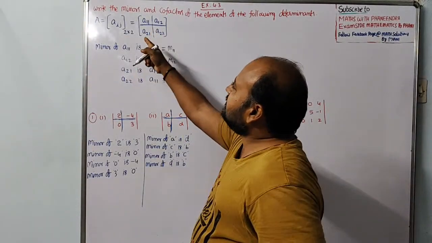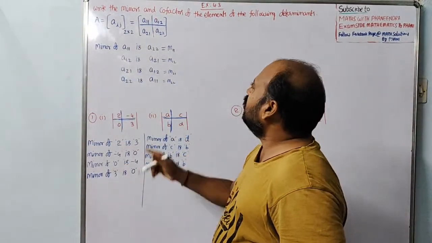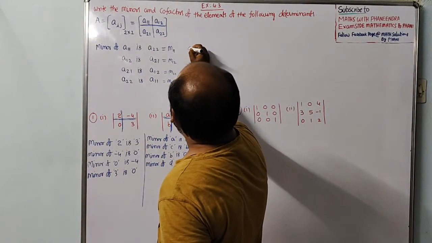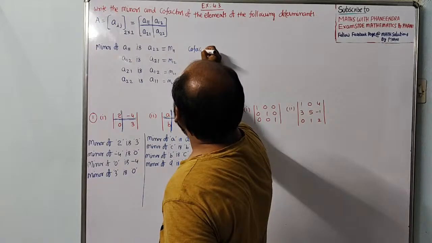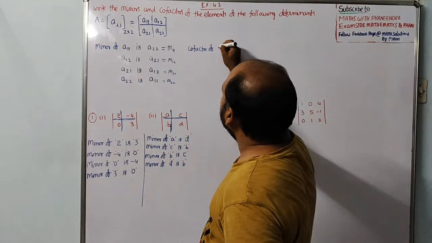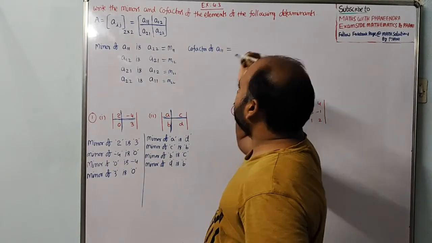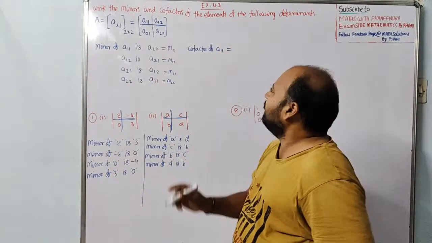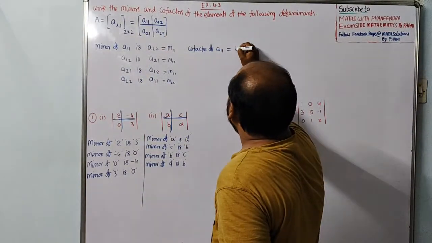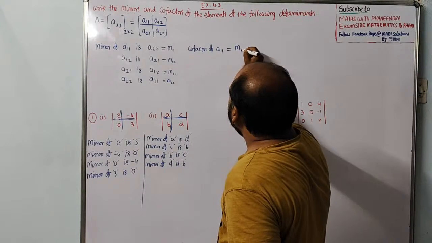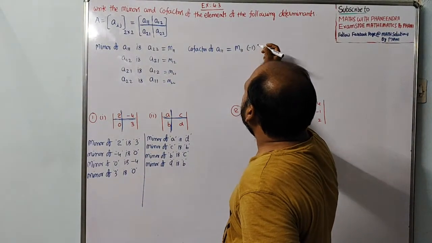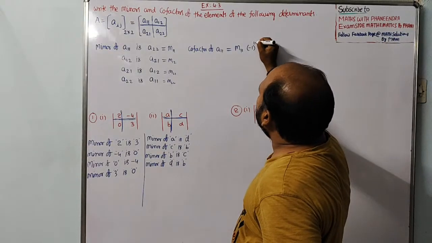After knowing the concept of the minor of an element, now the cofactor of an element. See, the cofactor of an element A11 is equal to the minor multiplied. The minor of this element is denoted by M11. It is multiplied with minus 1 whole power 1 plus 1.